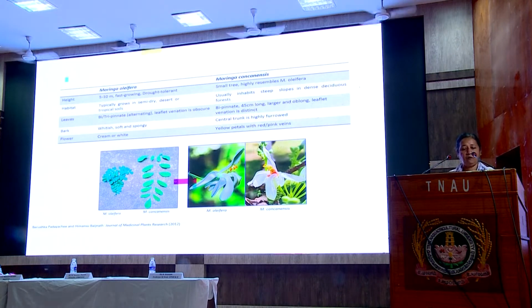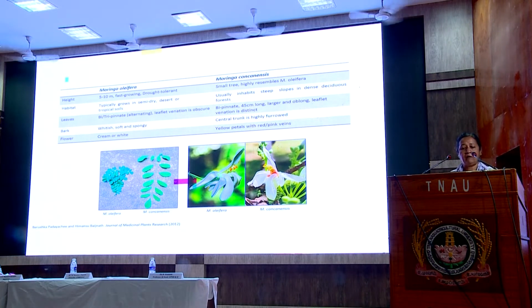The leaves of Moringa oleifera are shown on the left-hand side. The leaves of Moringa concanensis are shown on the right-hand side. The pinnate conditions are pretty different. So it is not easy to even recognize that the second one, the Konkan one, which is also called wild Moringa, belongs to the same family.